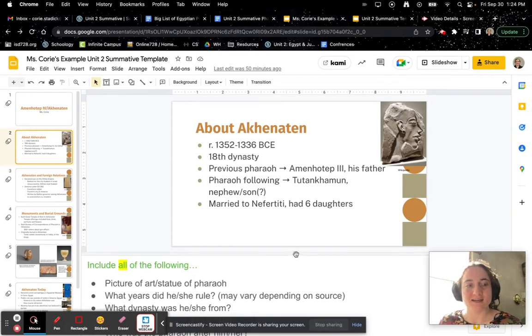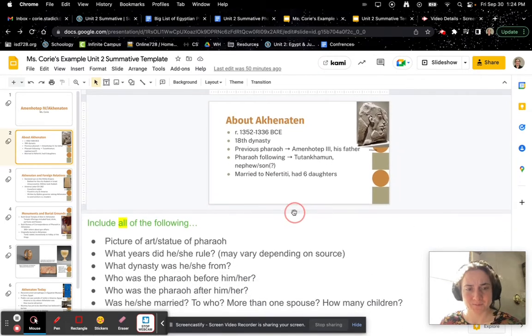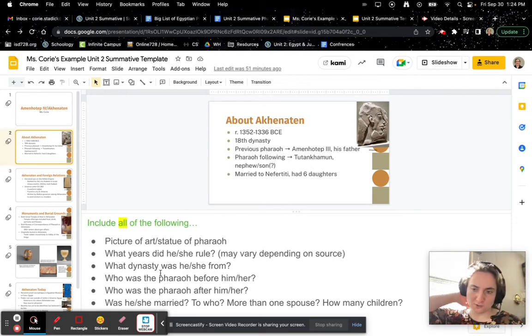All right, so second slide. On this slide, you're going to include all the following. You're going to include a picture of art or a statue of the pharaoh like I did here. What years did he or she rule? Now, this might vary depending on the source that you have. Just choose one. What dynasty was he or she from? Who was the pharaoh before him or her? Who was the pharaoh after him or her? Was he or she married, and then to who? If you can find that out, sometimes that's really hard to find out.